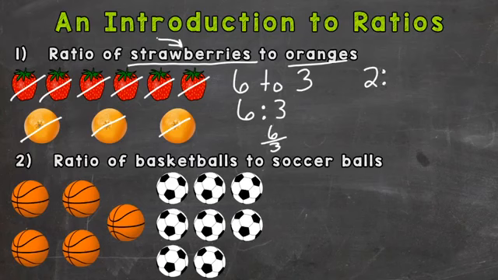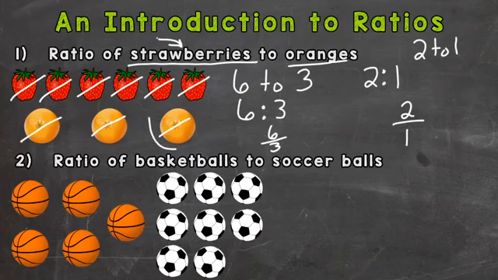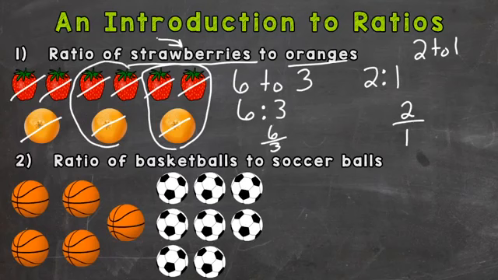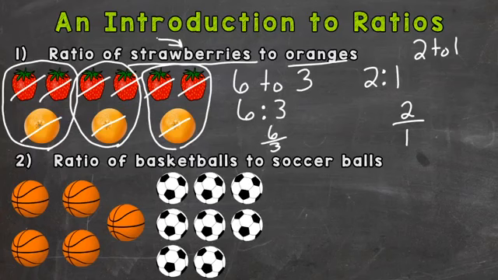So I'll do the colon way here first, 2 to 1. Or the fraction, 2 to 1. And let's take a look at our picture over here, and for every 2 strawberries there is 1 orange. So our simplified ratio matches our picture over there of the strawberries and oranges.